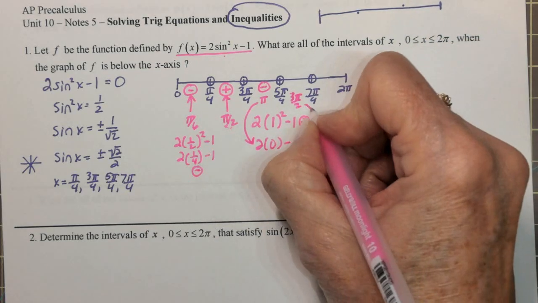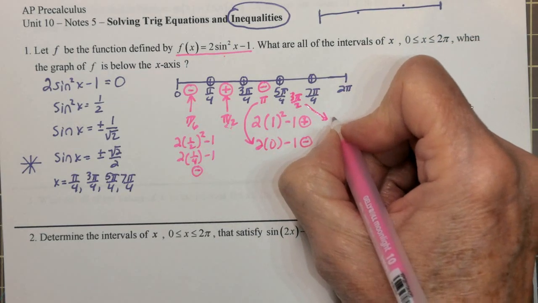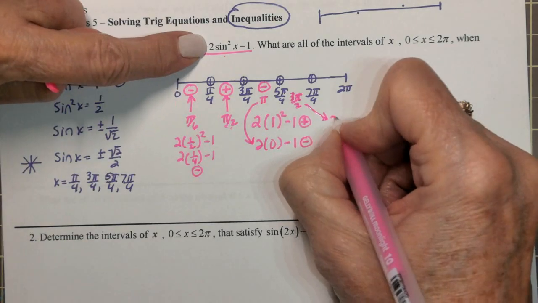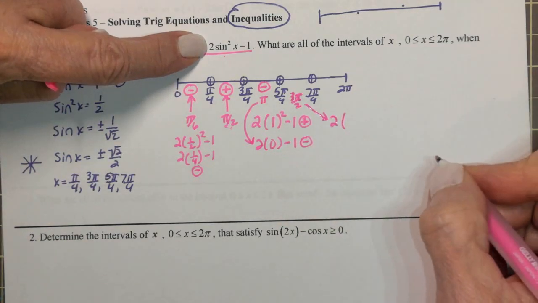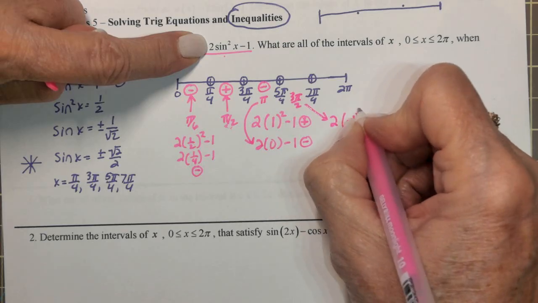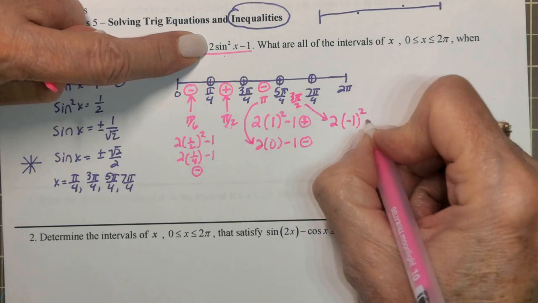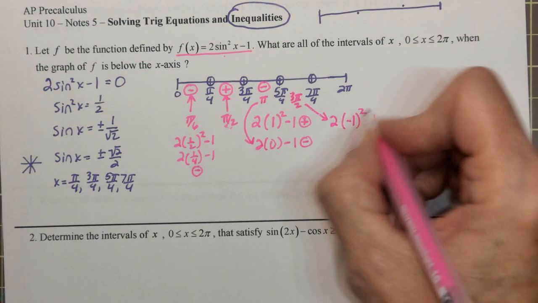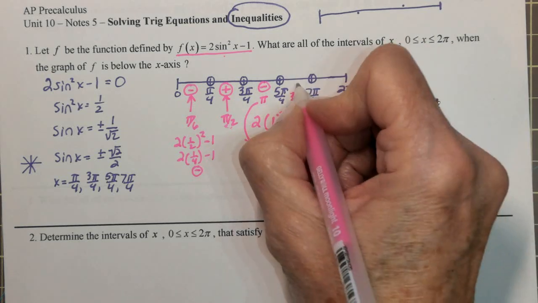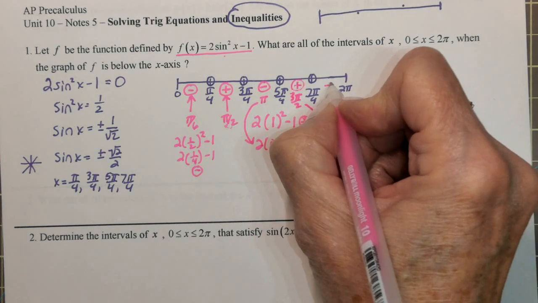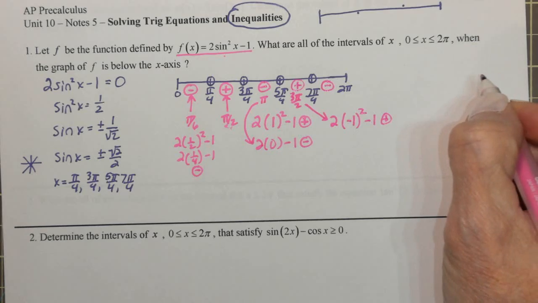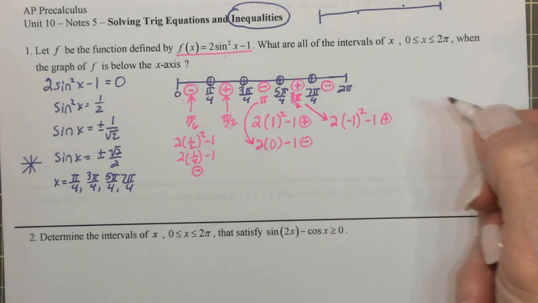So if I pick 3 pi over 2, I'll have 2. Sine of 3 pi over 2 is -1, but we're squaring that. Minus 1, that is 2 minus 1, and that is, as predicted, positive. I'm sold. I'm just going to make this a negative and be done with it, all right? I'm not going to keep checking.